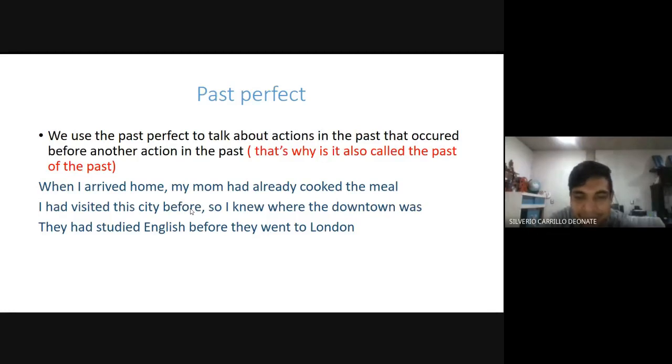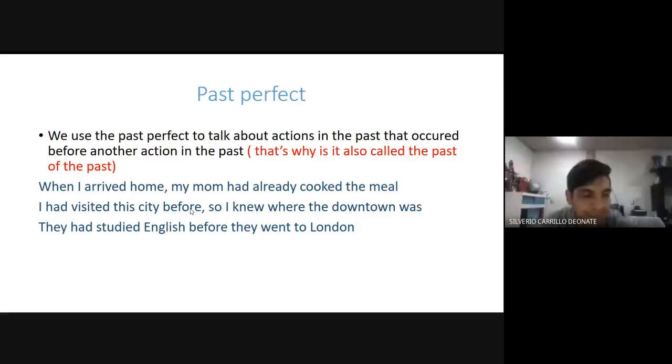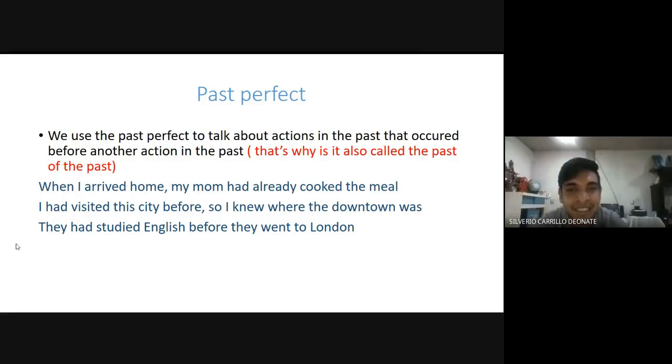Okay? So, did you get the idea? And if you notice, we can start like this part, okay? When I arrived home, first we have the sentence in simple past. My mom had already cooked the meal. But at the same time, we can also use the past perfect at the beginning. I had visited this city before, so I knew where the downtown was. Okay, so in this case, we can exchange the order. We can use first the simple past and then the past perfect, or first the past perfect and then the simple past. And as we are going to just link these two events, we're going to use a comma. So can you see it? Can you see the comma in here?